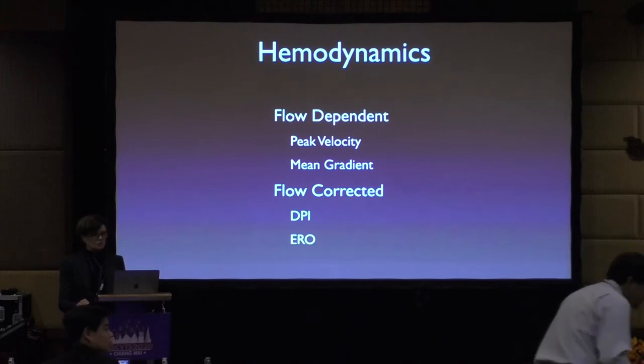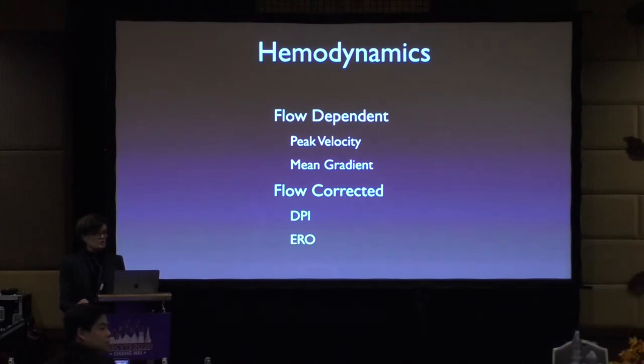When we do assessment of hemodynamics, a number of our measurements are flow dependent, but some are flow corrected. So a peak velocity and a mean gradient are flow dependent. A DVI and an EOA are flow corrected.